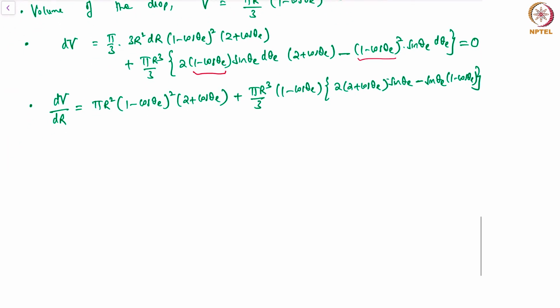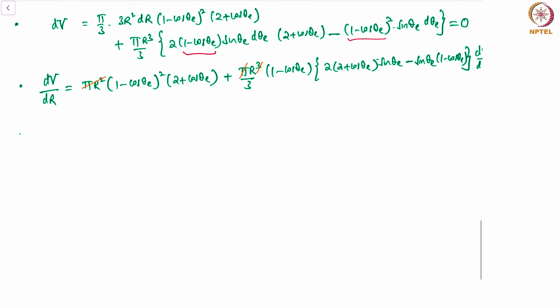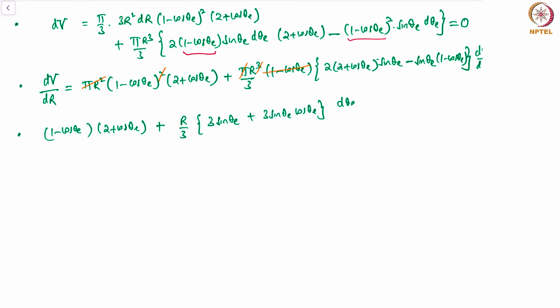Right? So we can straight away see some simplifications that are possible. Cancellations are possible. If I set this whole quantity to 0, then pi r square will cancel out. The 2 r's are gone there, and what I'm left with is 1 minus cos theta e. I can also cancel out this quantity with this 1 minus cos theta e. What I'm finally left with is 1 minus cos theta e times 2 plus cos theta e plus r by 3, and we can simplify this a little bit, and we get 3 sin theta e plus 3 sin theta e cos theta e of d theta e by dr, and we know this quantity is equal to 0.